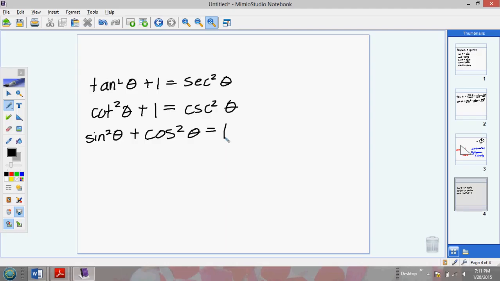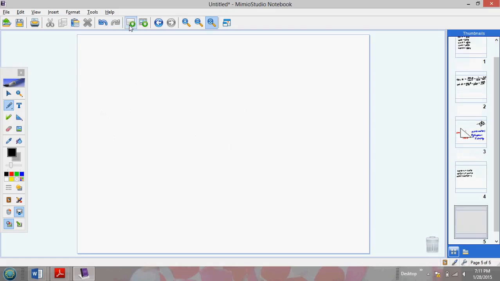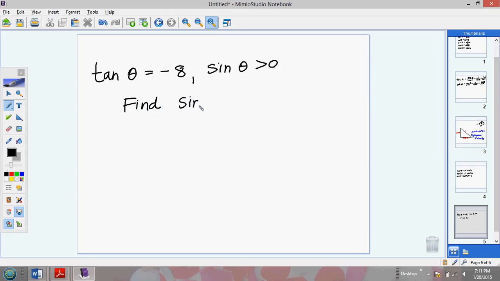So let's do one just for fun, or just because we have to. Let's suppose that you're given this information. The tangent of theta is -8, and you're given that sine of theta has to be greater than 0. They're going to ask you to find sine of theta and cosine of theta, right?